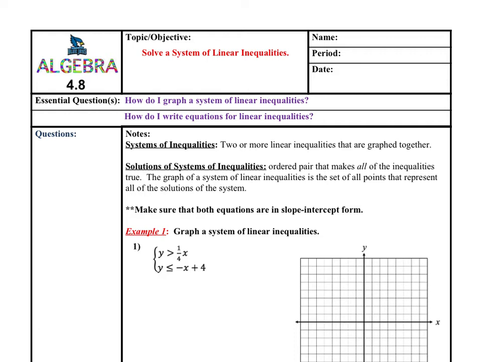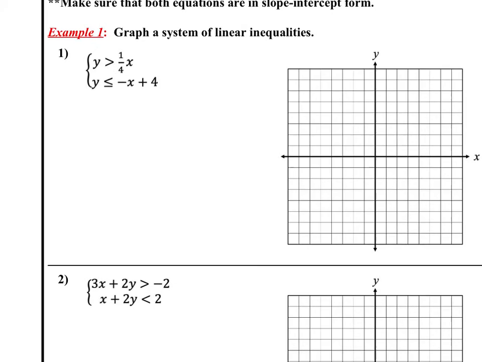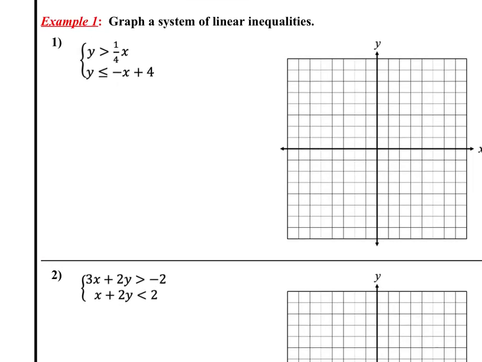And then your solution, like I said, is going to be just like last time, the set of all the points that makes the inequality true, but in our case, it'll be where the shaded parts overlap. You do need to make sure that both equations are in slope-intercept form before you start. We'll do that several times today. First, graph the system of linear inequalities.